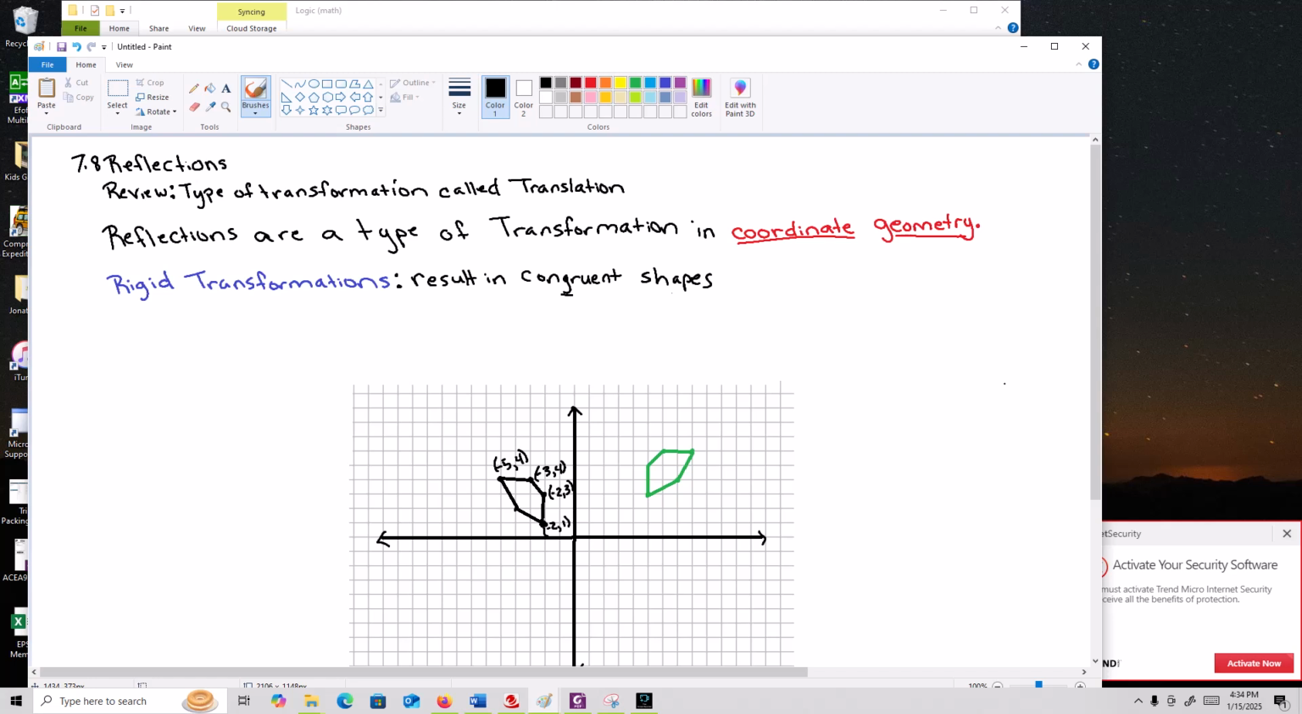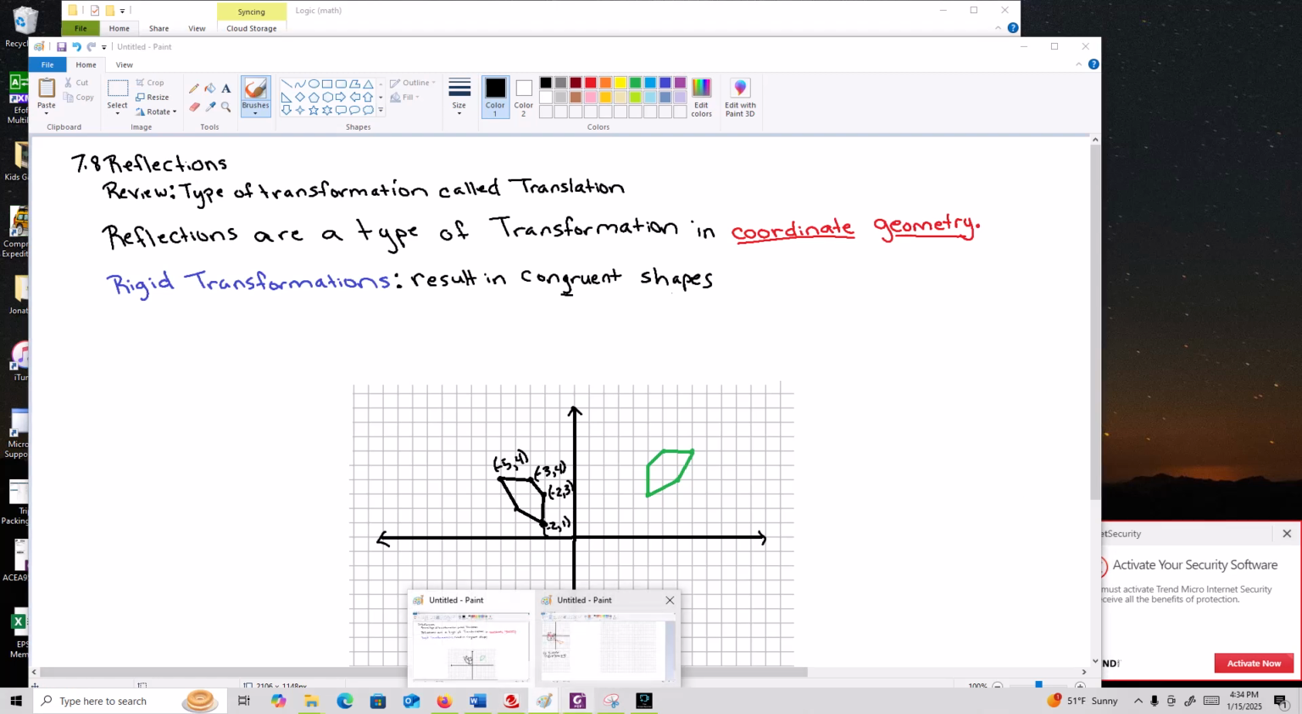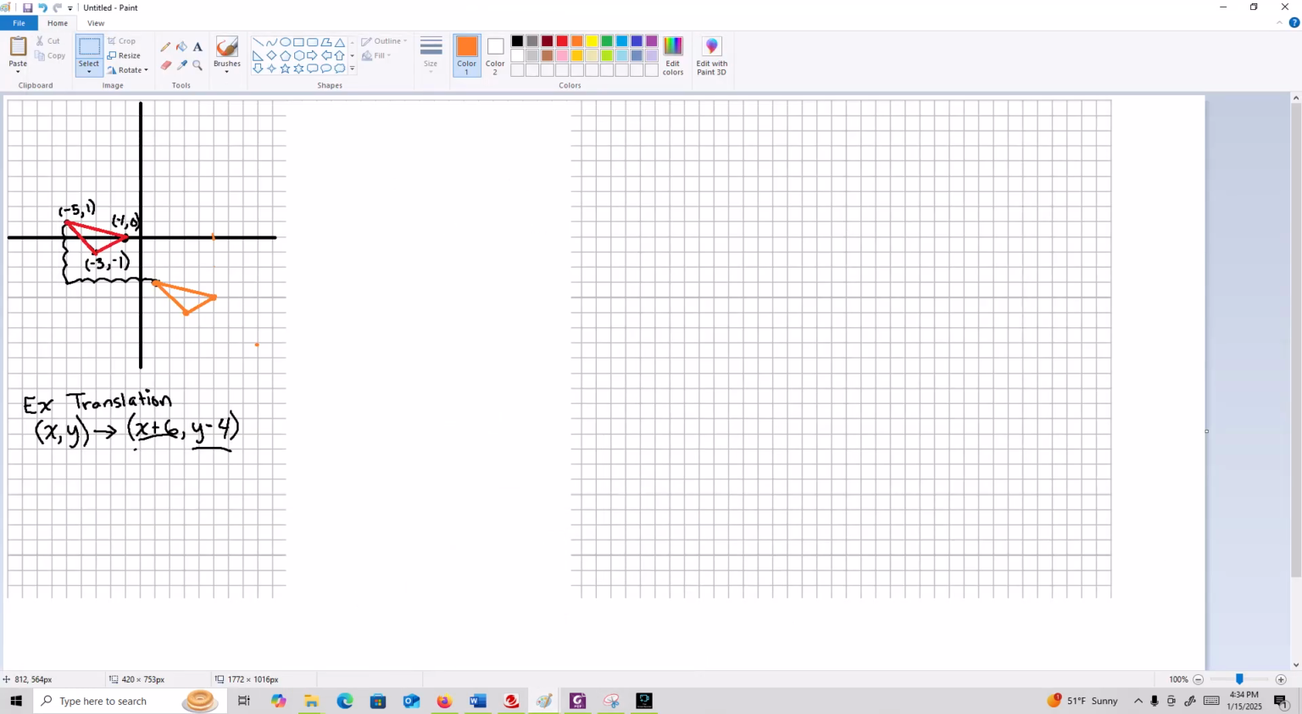Today we're going to talk about section 7.8, reflections. And reflections are just another type of transformation. If you'll recall, last time we talked about a transformation called translations. Translations, if you will recall, were something similar to this.